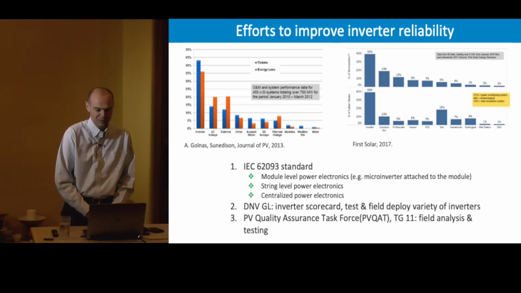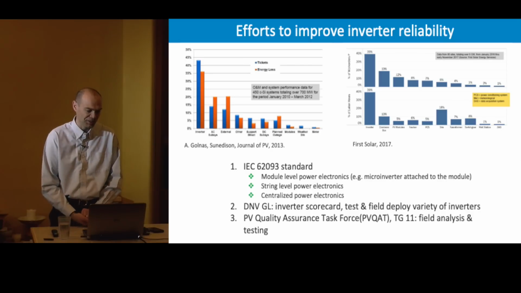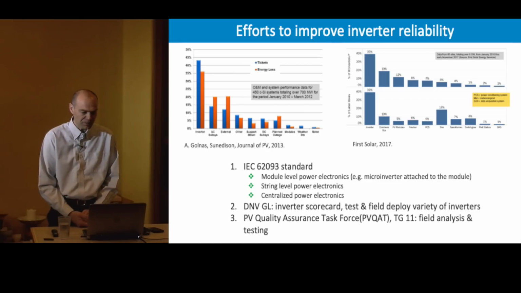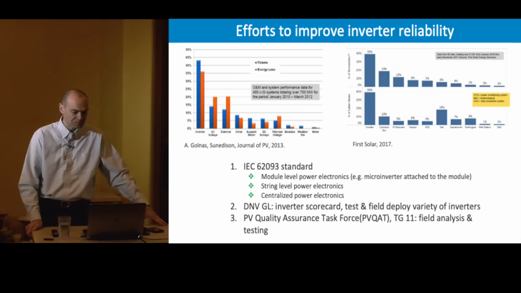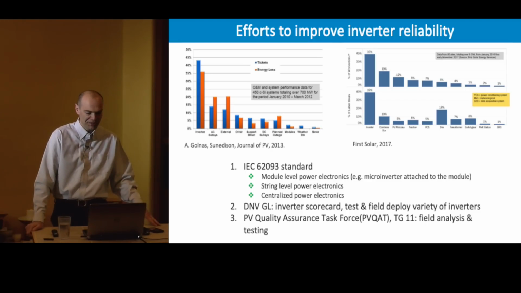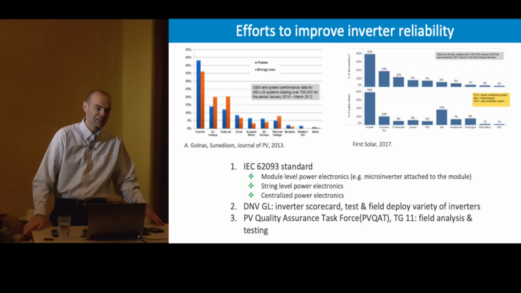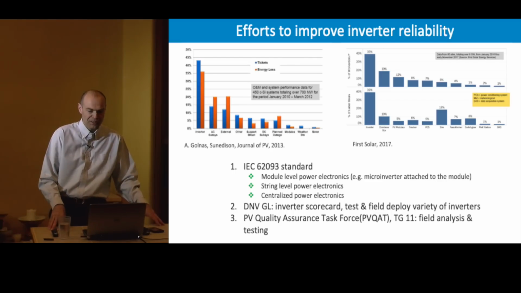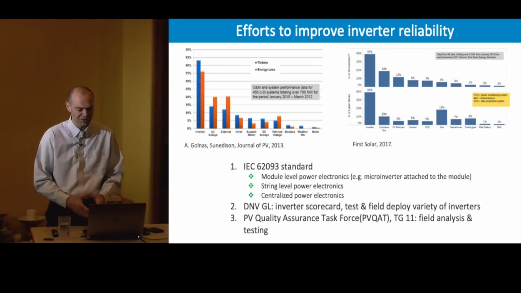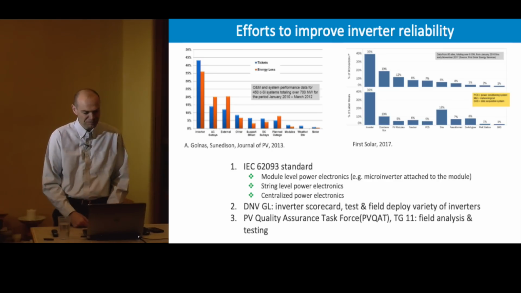We were not the only ones to find that inverters are more prone to failure. On the left is a study by SunEdison from 2013, and a First Solar study on the right from 2017. There's a whole inverter standard in development; it's a very comprehensive standard. There is also DNV GL, an independent engineering firm, doing a so-called inverter scorecard. They buy inverters, test them, field deploy them, and then feed that information back into the standard.